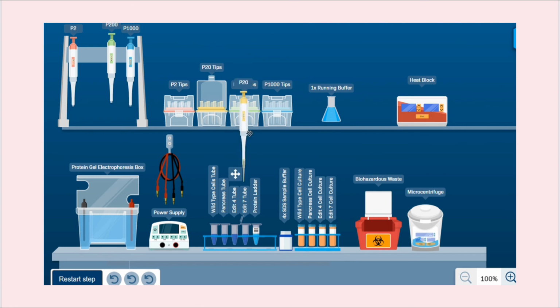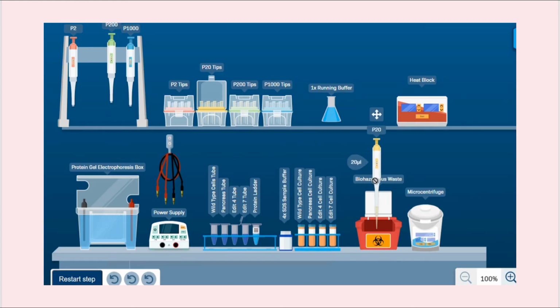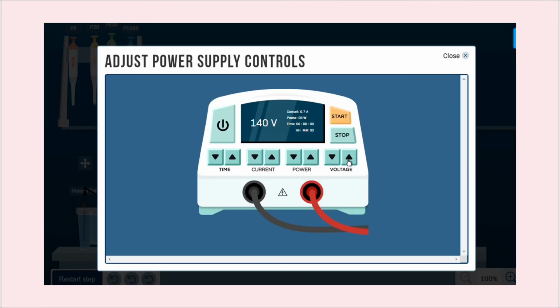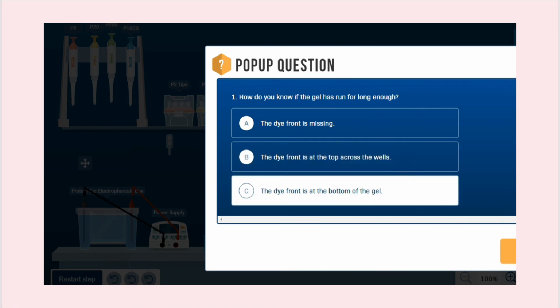Dispense 20 microliters of edit 4 cells into the fourth well of the gel. And then the last one is to dispense 20 microliters of edit 7 cells into the fifth well of the gel. Then cover the electrophoresis box and connect the red and black cables to the power supply and the lid of the gel electrophoresis box, and then turn on the power supply and set the voltage to 150 volts, and then set a timer to 60 minutes. And then start the power supply and wait until the time has elapsed.